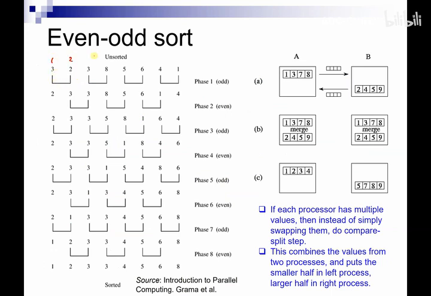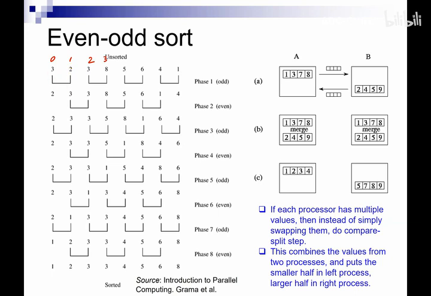So here we have processes 1, 2, 3. No, sorry. I guess the ranks are going to be 0, 1, 2, 3, 4. Yeah, so the ranks start with 0. So here, if I'm in an odd phase and if my rank is even, then I'm going to pair with the next process. But if my rank is odd, then I'm going to pair with the previous process.